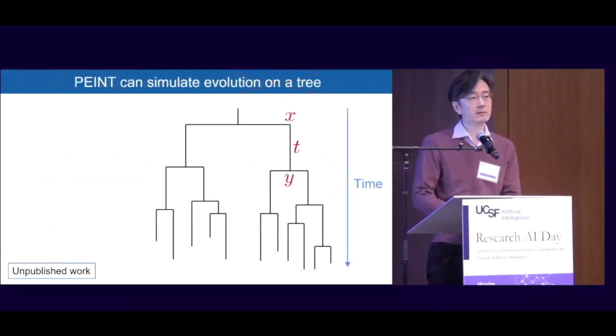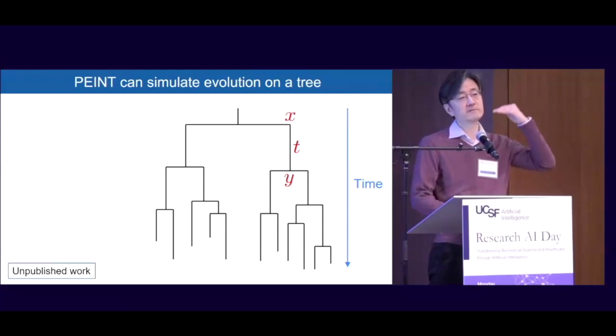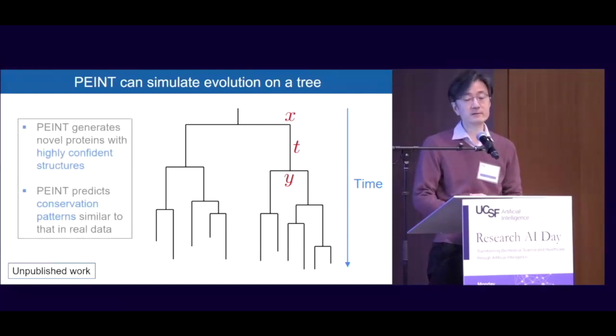So given this model, what we can do is to simulate evolution forward in time if you are given a tree. You start from the root sequence and you propagate downward to generate sequences at the leaves. And we can actually show that the protein sequences that we can generate are highly structured, confident structures. And also they actually have conservation patterns at, for example, important sites, such as those sites involved in catalytic activities.